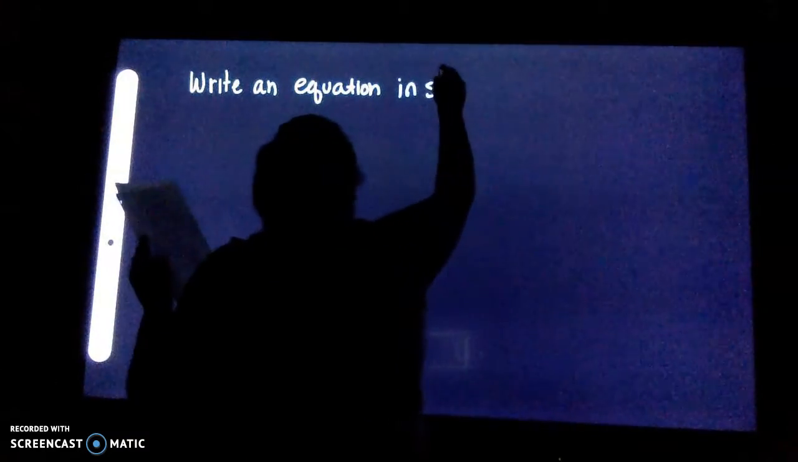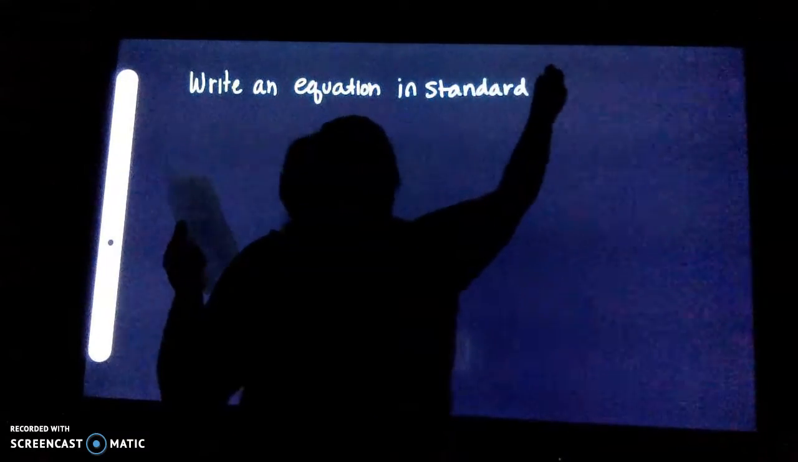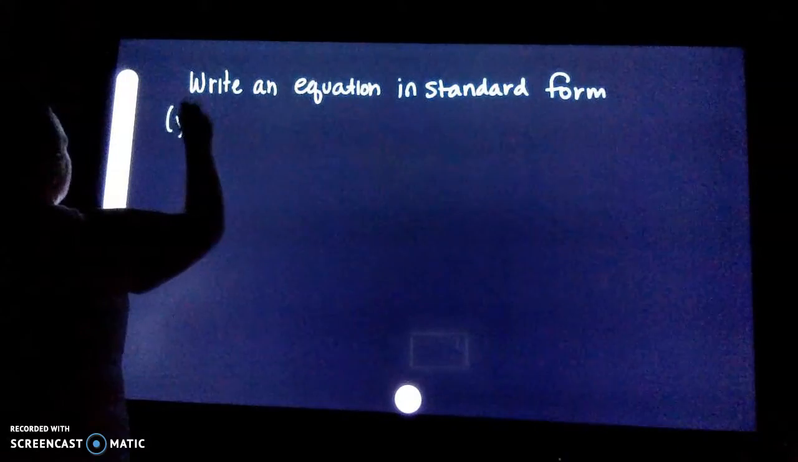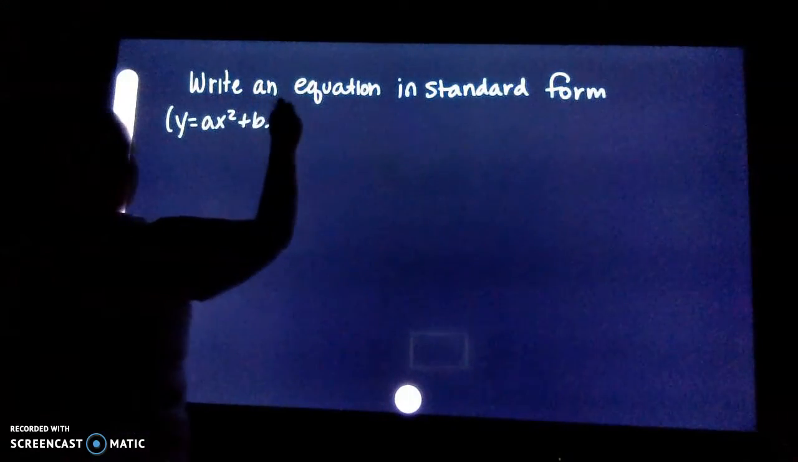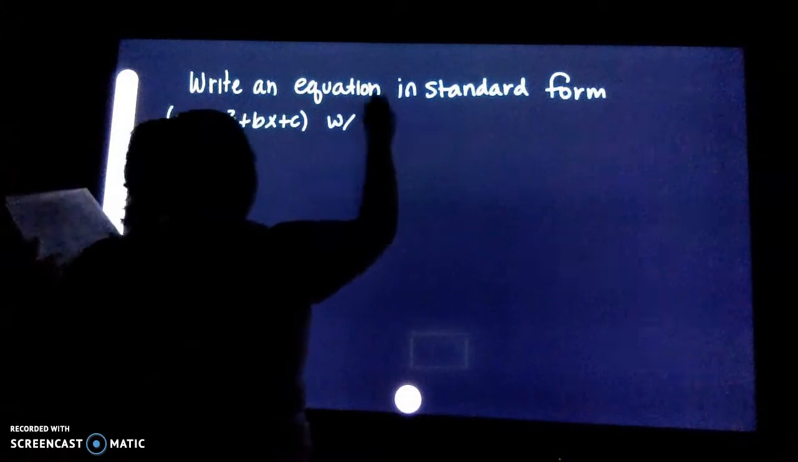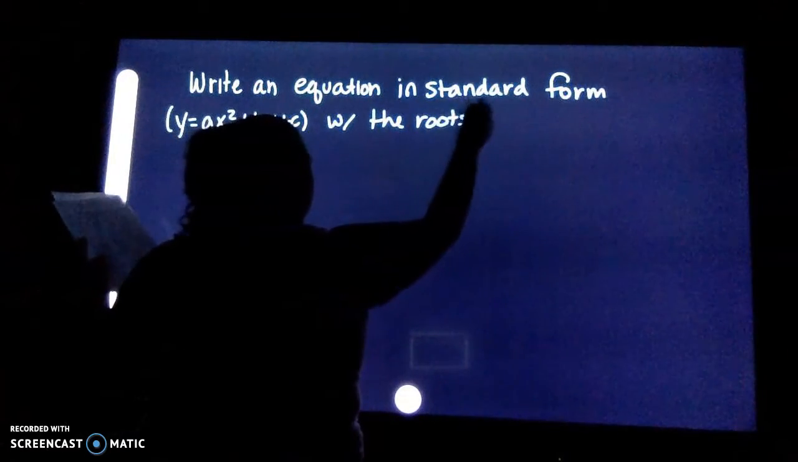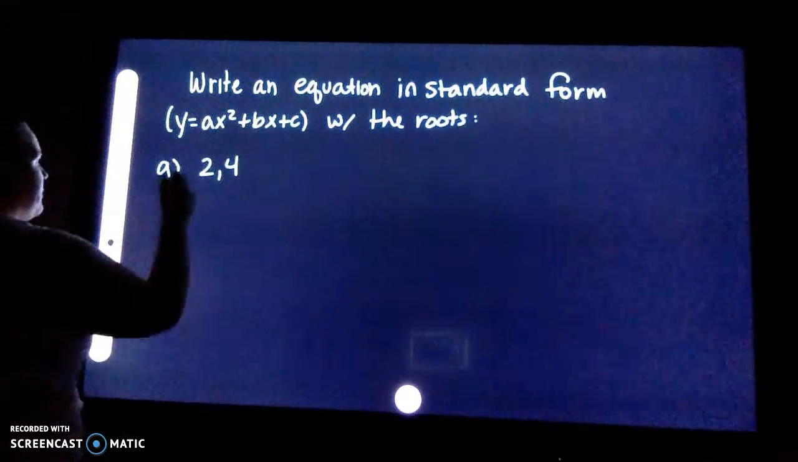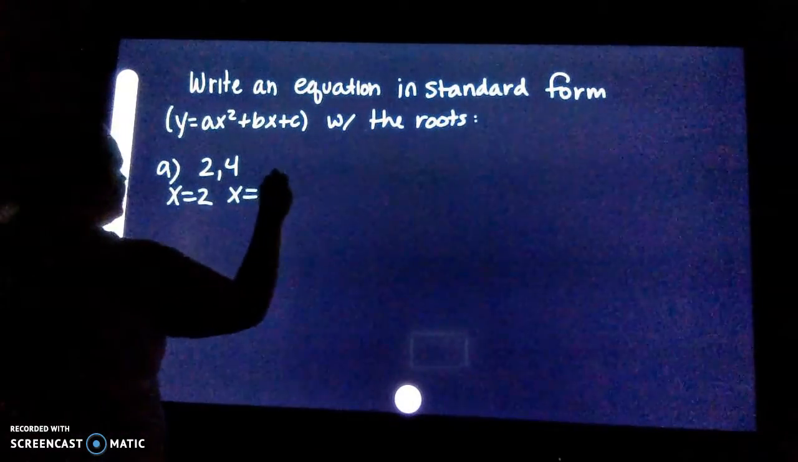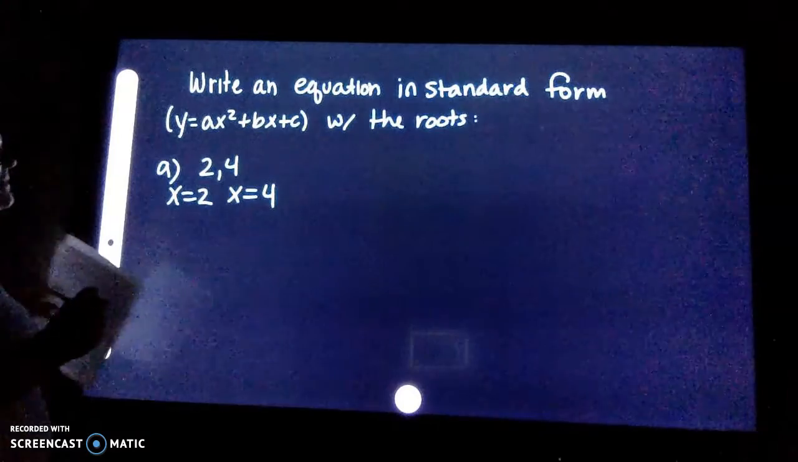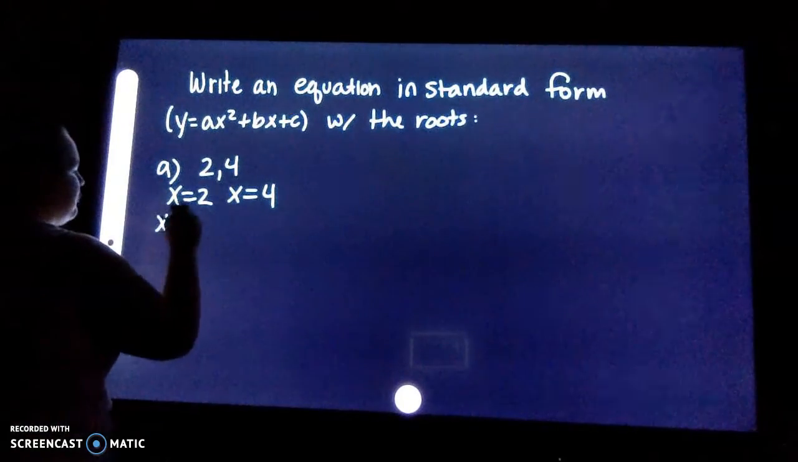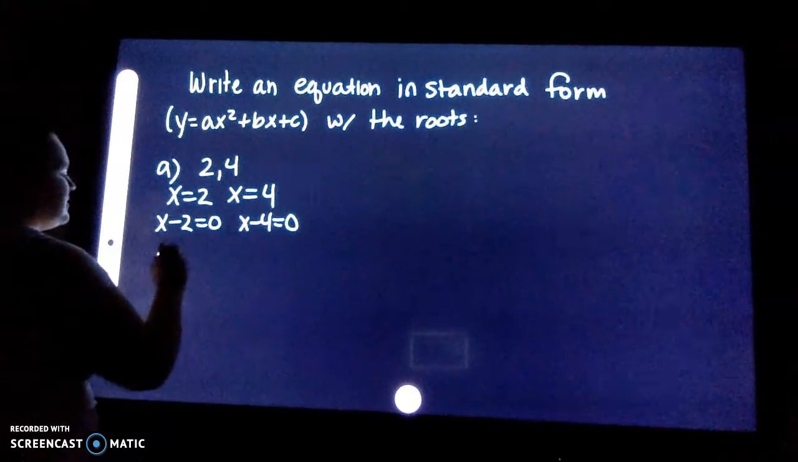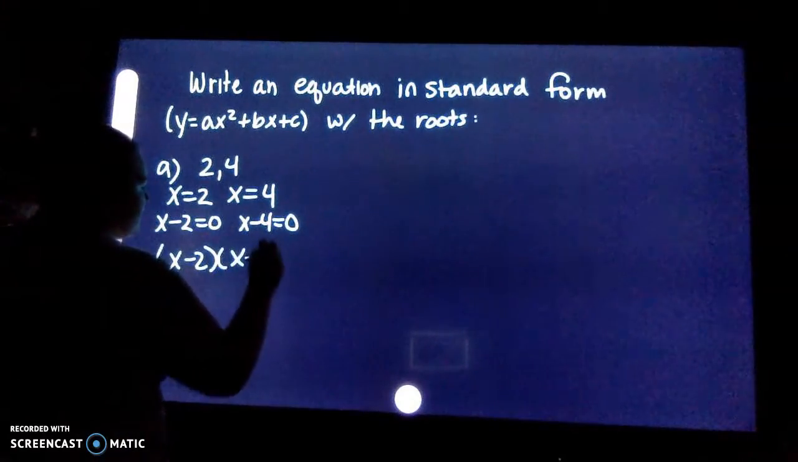So we want to write an equation in standard form, which is y equals ax squared plus bx plus c, with the following roots. So on our first one, my roots are 2 and 4. The way I write these, I write them as x equals 2 and x equals 4. I know eventually I'd like to write them as factors, so I need to subtract the 2 over so it's grouped with my x. I need to subtract the 4 over so it's grouped with my x. Then those expressions are my two factors.